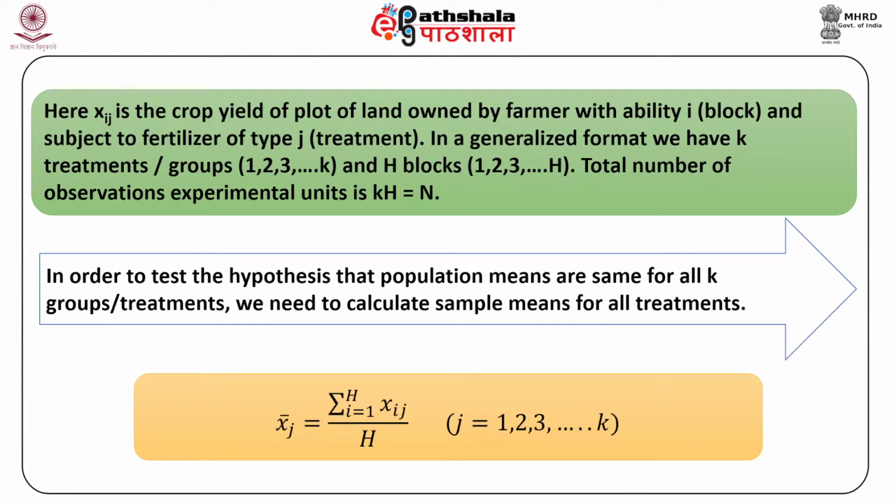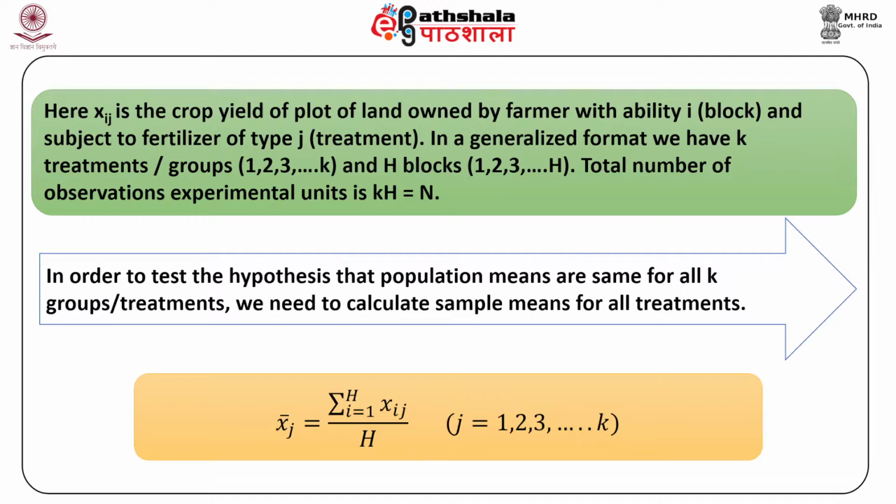Now in this case we can say that Xij is the crop yield of a plot of land owned by a farmer with ability I, block, and subject to fertilizer of type J, which could be known as a treatment. So we have a block I and we have a treatment J. In a generalized format we have K treatments or groups ranging from 1 to K, and we have H blocks from 1 to H. The total number of observations or experimental units is small k into H and is equal to capital N.